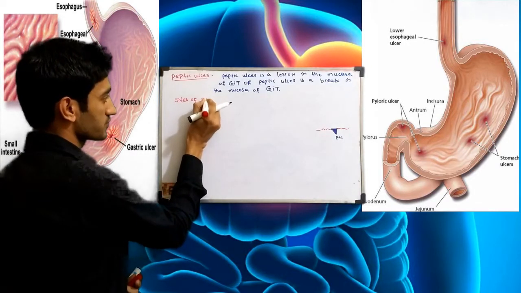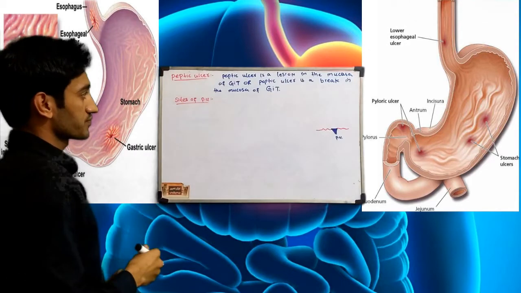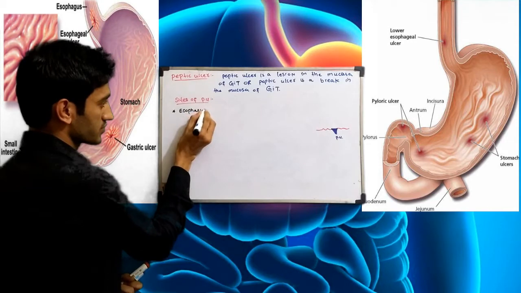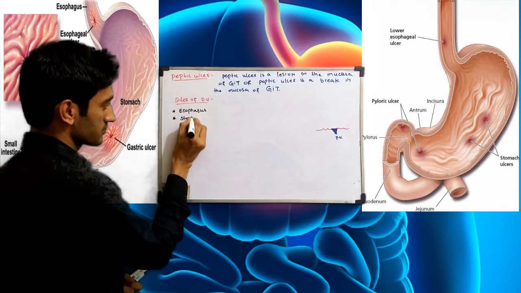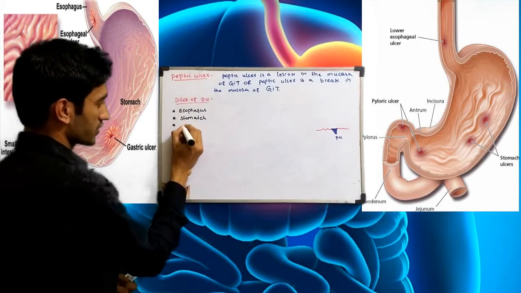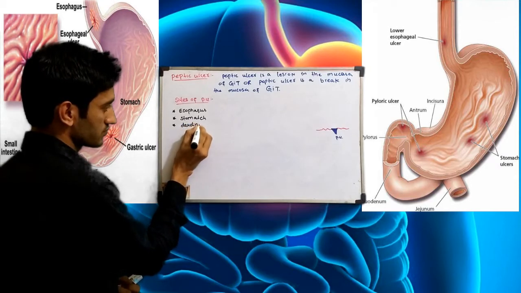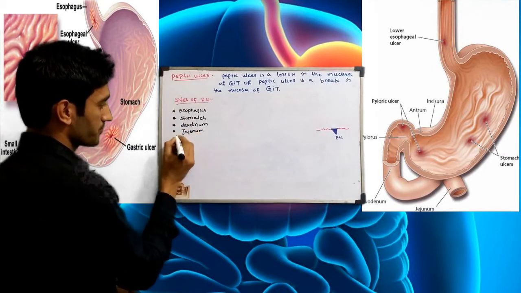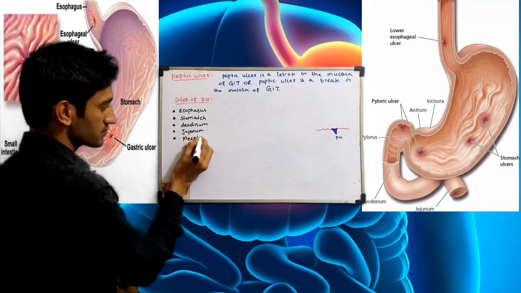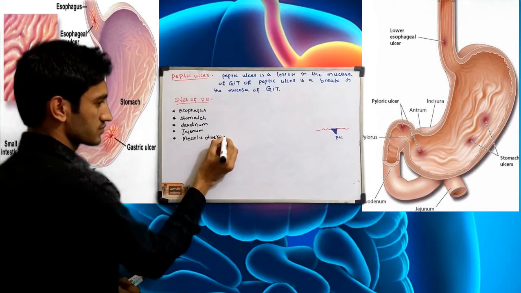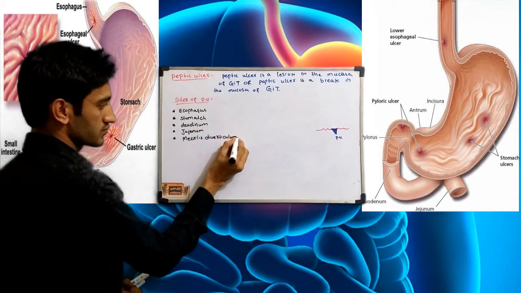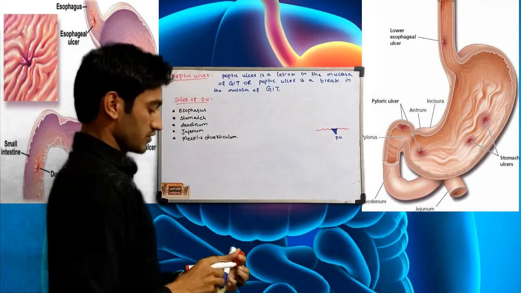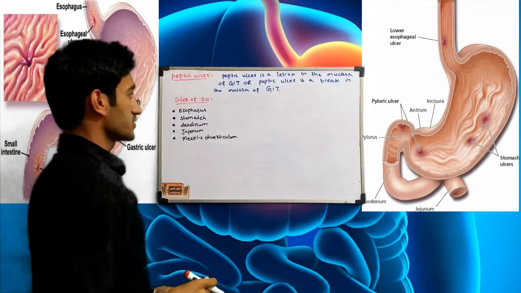Sites of peptic ulcer. It can occur in the esophagus, it can occur in the stomach, it can occur in the duodenum, it can occur in the jejunum and Meckel's diverticulum. So these are all the sites of peptic ulcer. Now let's have a diagram here so you can remember the sites of peptic ulcer.